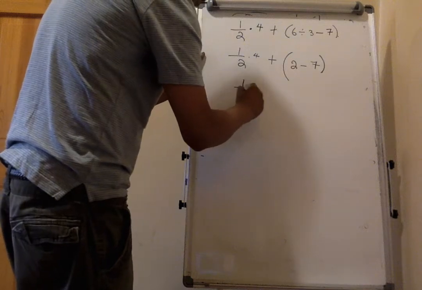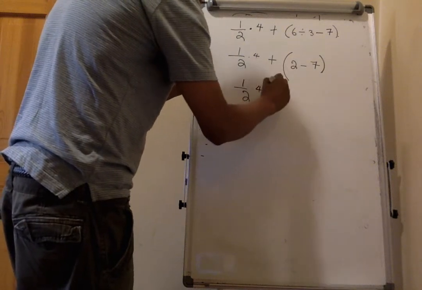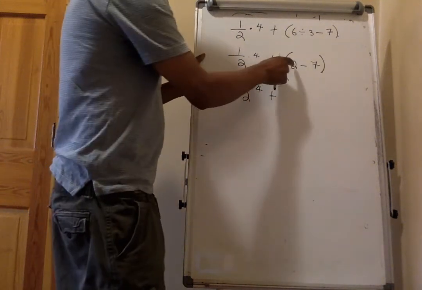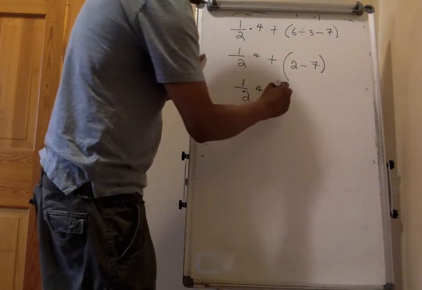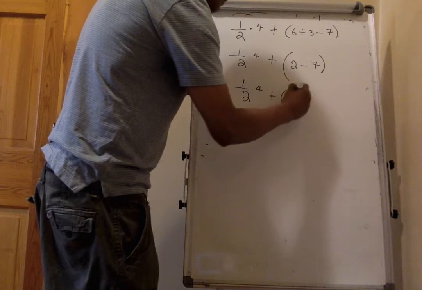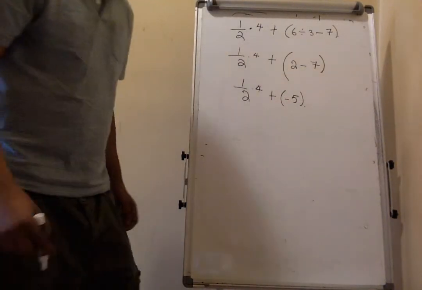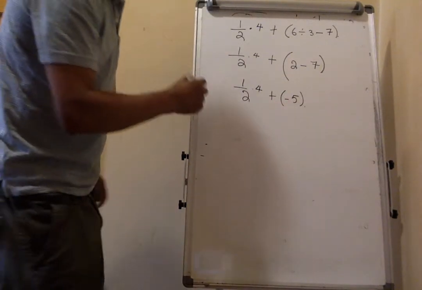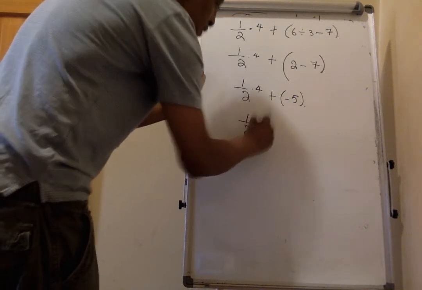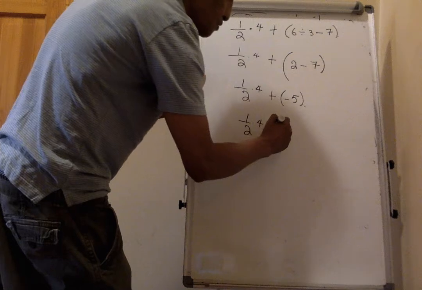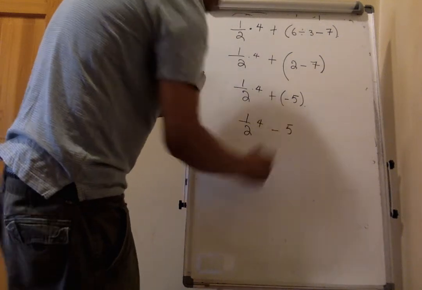Third step, half times 4. Now, I want to get rid of the parentheses. 2 minus 7 is negative 5. Okay. I might as well rewrite this again. Half times 4. You know plus times minus is what? Minus, so it becomes minus 5.